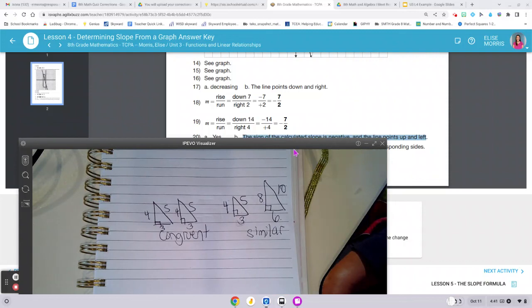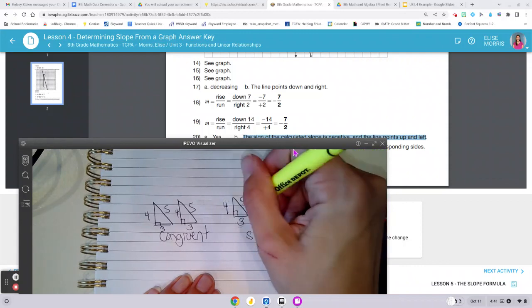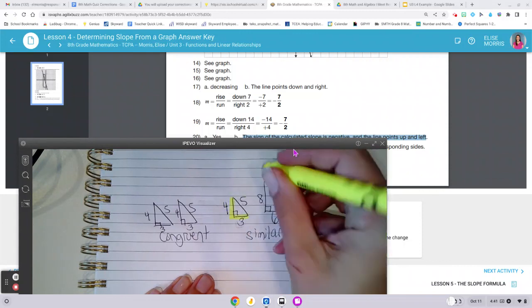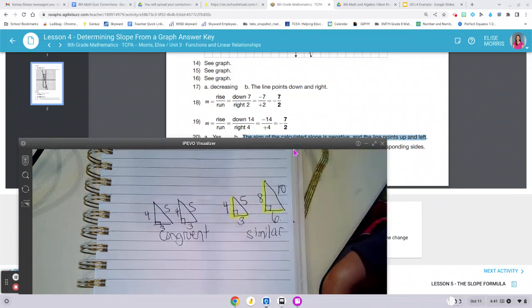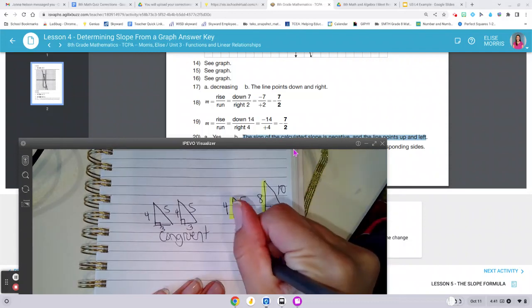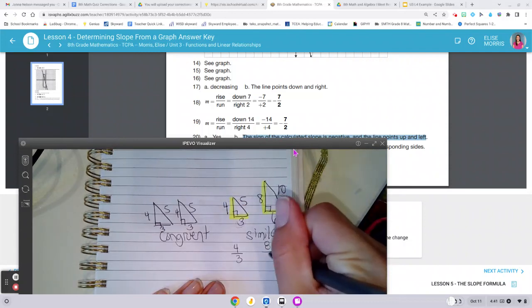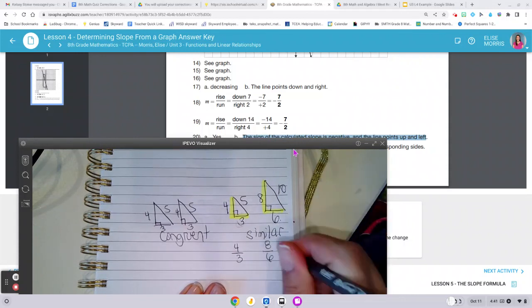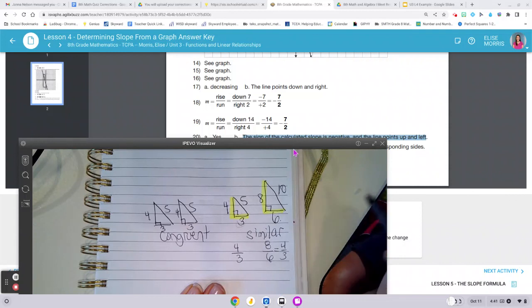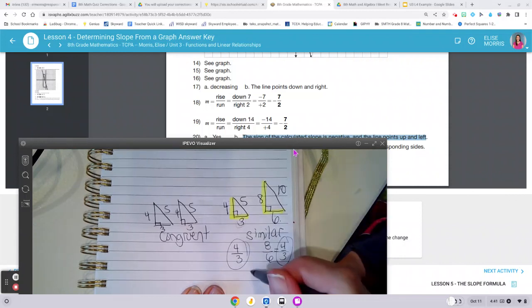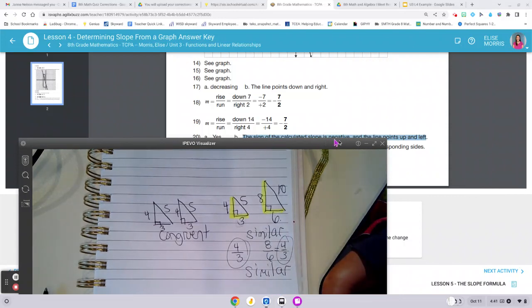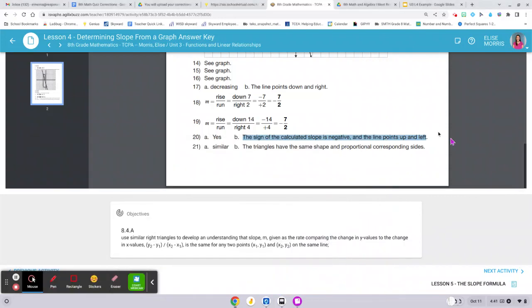And so since we're really mostly talking about slope, you're not going to know what the hypotenuse is. You're going to know the rise and the run. 4 over 3 and 8 over 6. If you reduce 8 over 6, it becomes 4 over 3. And so if your slopes are the same, you will have similar triangles that are created. Okay, I hope that helps.